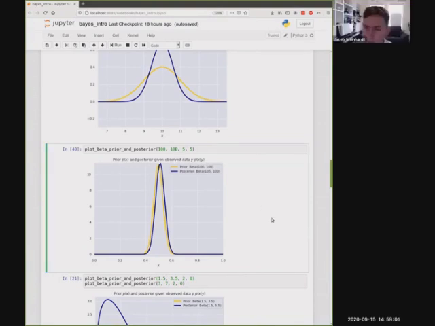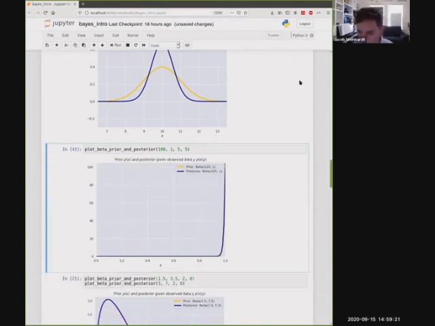What do you think will happen if instead I made it beta of 100, 1? So let's see. Okay, so now I'm super, super confident that the probability of a positive review is pretty high, because my prior probability was quite high, and then the posterior is even higher.